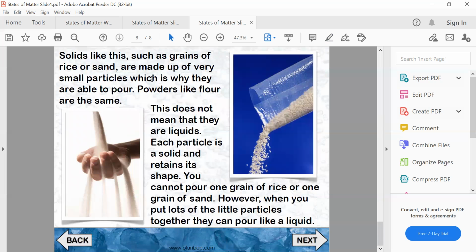Well, solids like grains of rice or sand are made up of very small particles, which is why they are able to pour. Powders like flour are the same. This does not mean that they are liquids. Each particle is a solid and retains its shape. You cannot pour 1 grain of rice or 1 grain of sand. However, when you put lots of little particles together, they will pour like a liquid. So it's very exciting. Every tiny one of those grains is classed as a solid, but when you put them together, you can tip them out and it pours like a liquid, but it's not classed scientifically as a liquid.